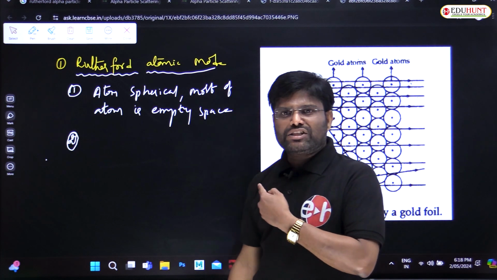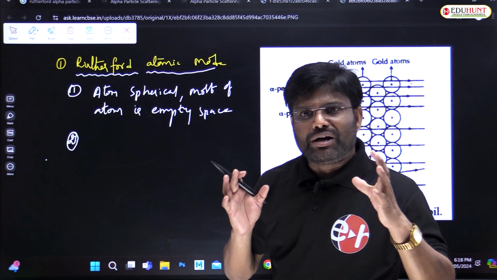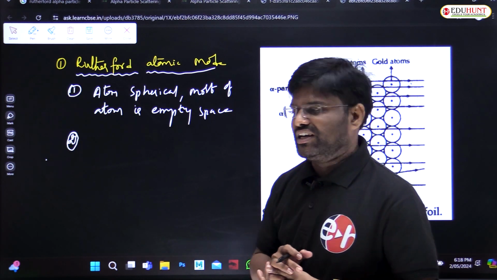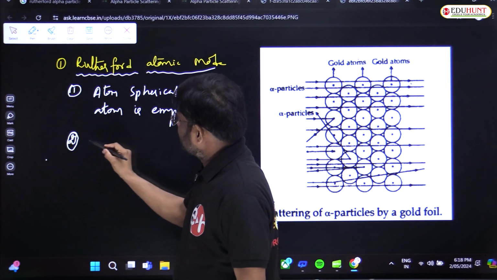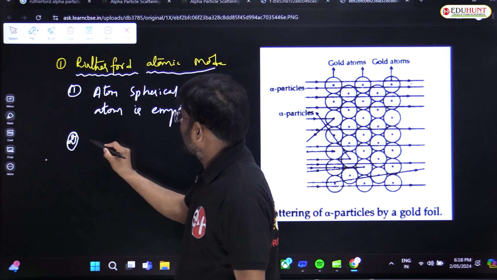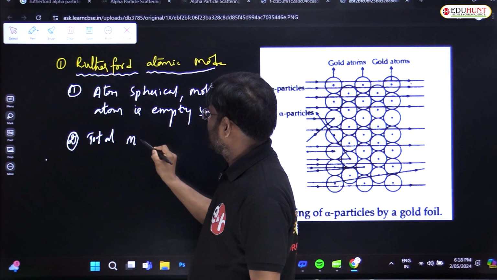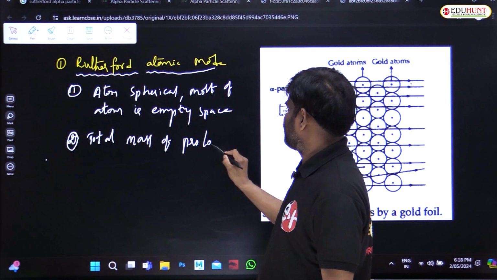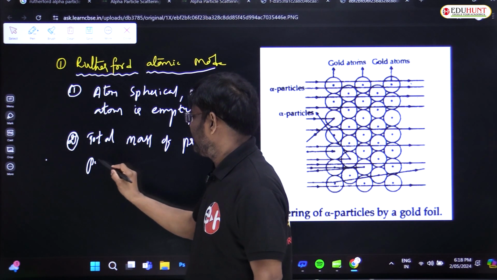Why did he explain this point? Because some of the alpha rays are deflected in small angles and large angles on the course. So here the total mass of the proton is present at the center.